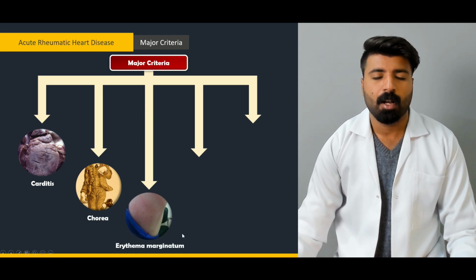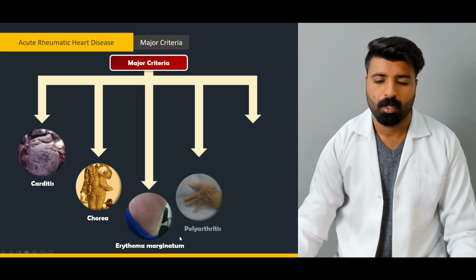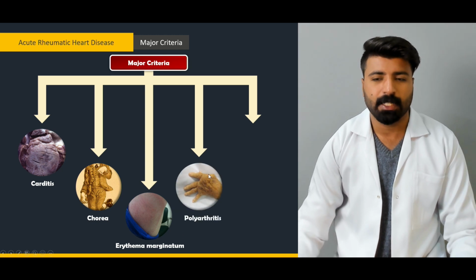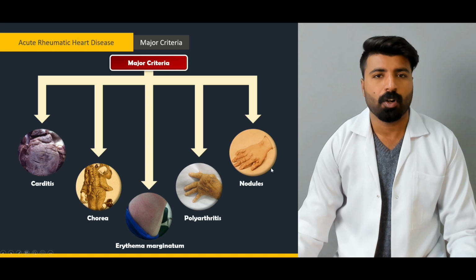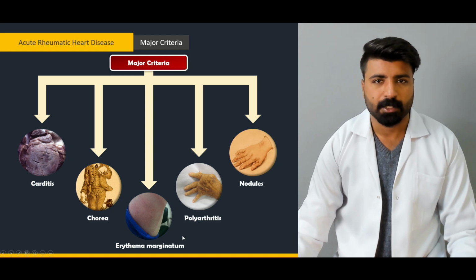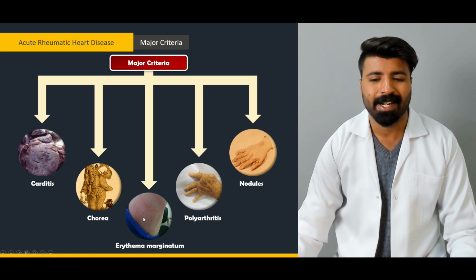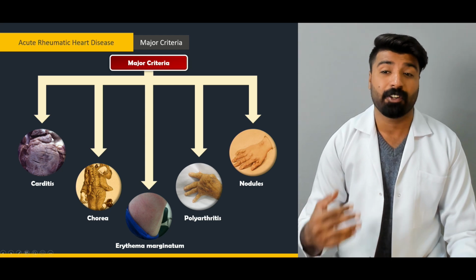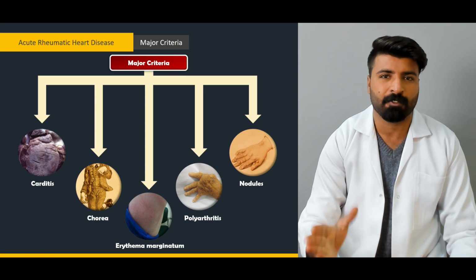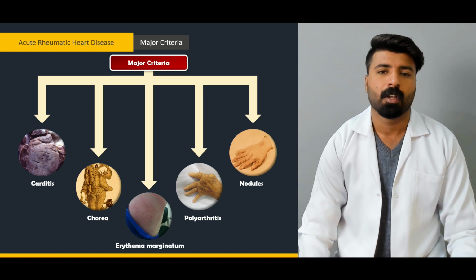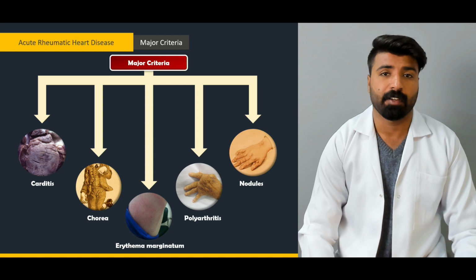We have erythema marginatum. We have polyarthritis. We have nodules. Now, how to remember this? How to keep it in your mind that these are the 5 major criteria for reaching the diagnosis that this patient is suffering from acute rheumatic heart disease. First of all, the name Jones will give it away.